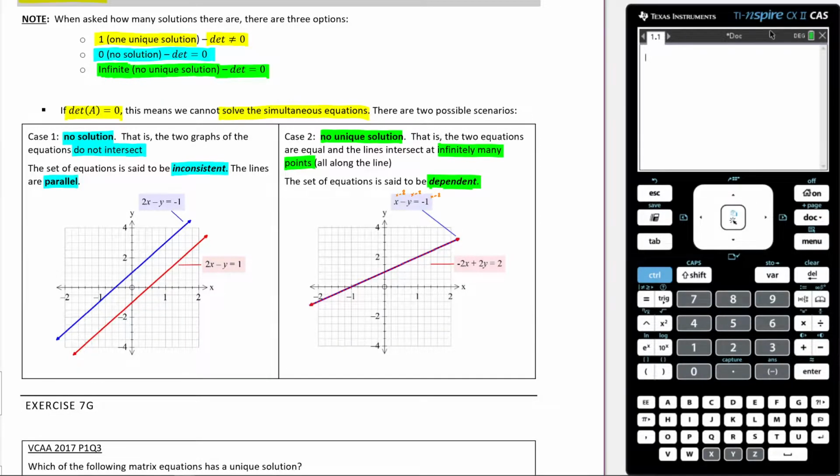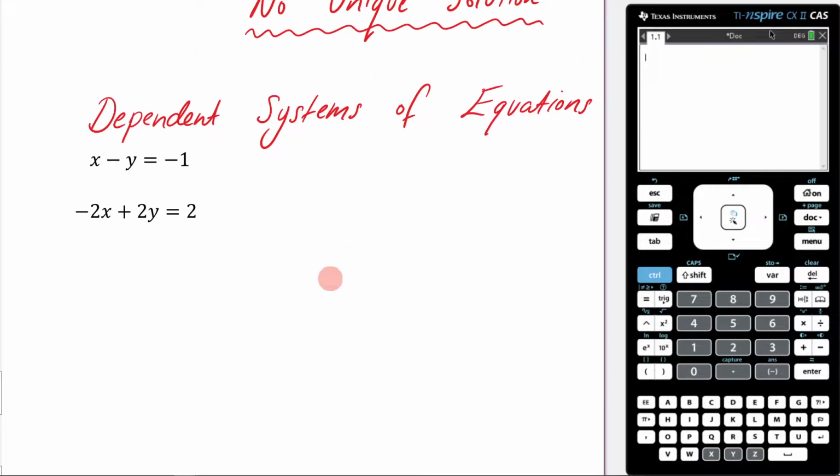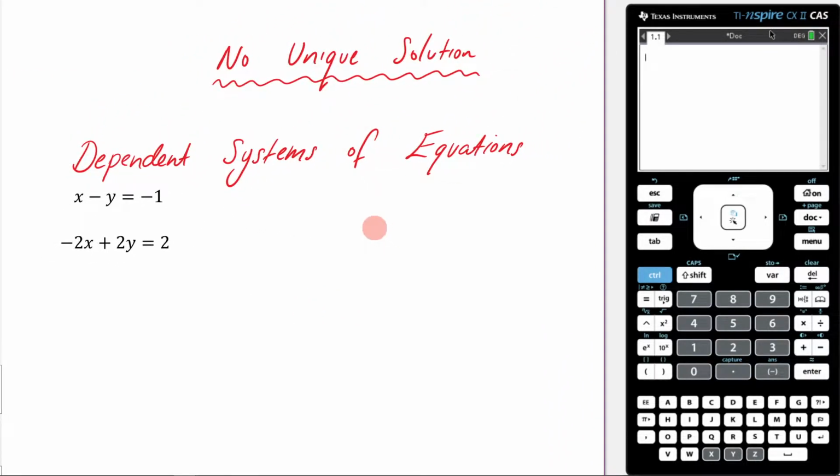We're now going to look at the other special case in which we have no unique solution. So again, you don't need to write anything down here. I just want you to pay attention. So let's come over here and talk about no unique solution. So this is when you have a dependent system of equations.